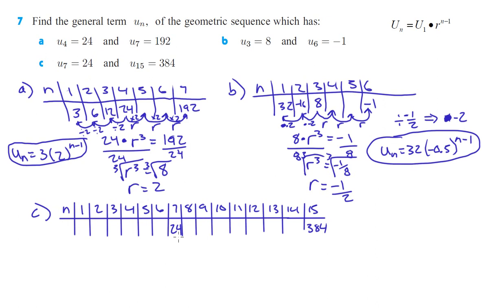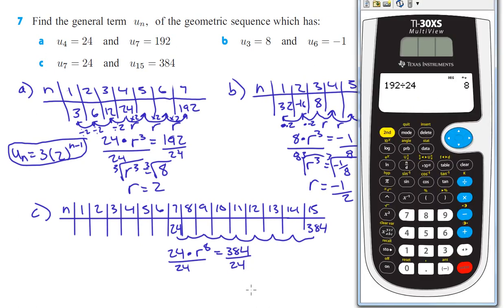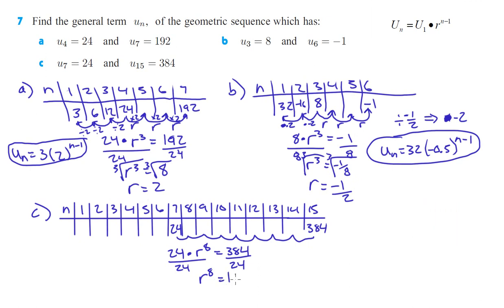Okay, so to get from here to here, we need 1, 2, 3, 4, 5, 6, 7, 8 rates. So we're starting with 24, and we multiply it by the rate 8 times, which should give us 384. Okay, so let's divide both sides by 24 and see what we get. So we've got 384 divided by 24, and we get 16. Okay, so we get r to the 8th equals 16.